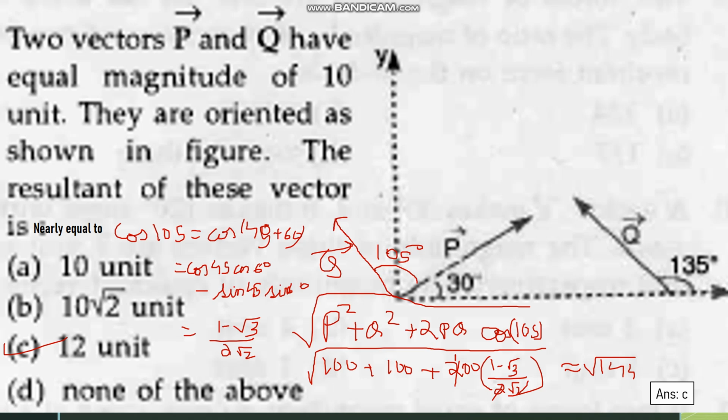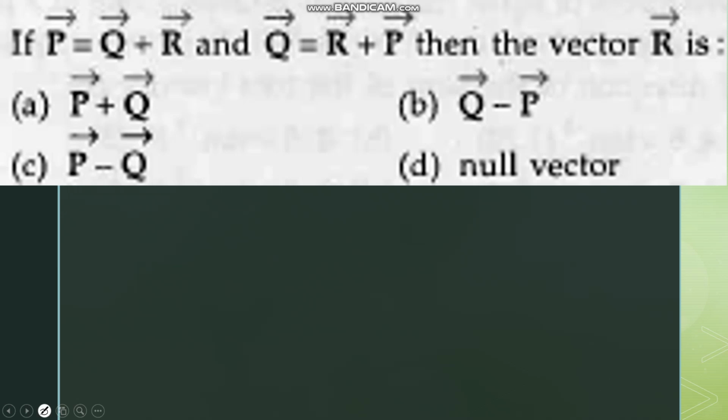This was question number 14. Moving on to question number 15, and the last question for today. It's told, if P equals Q, P vector equals Q vector plus R vector, and Q vector is equal to R vector plus P vector, then the value of R is either P vector plus Q vector, or Q vector minus P vector, or P vector minus Q vector, or a null vector.